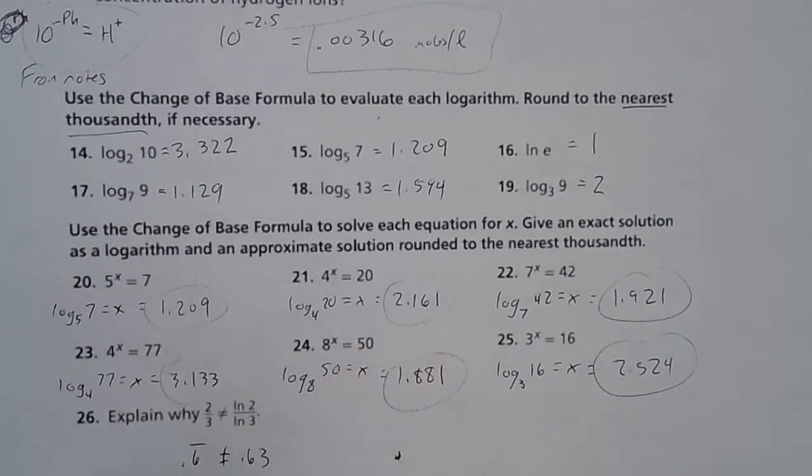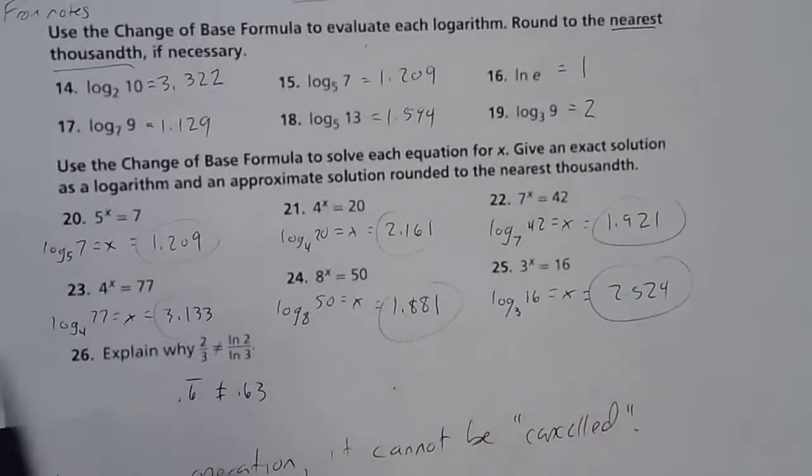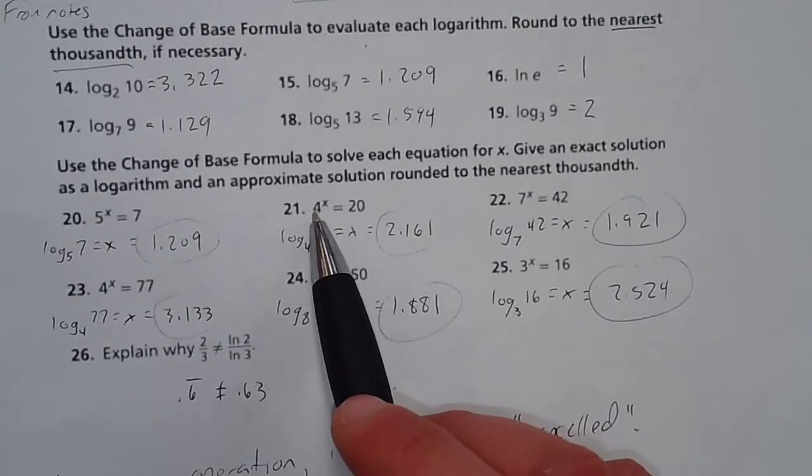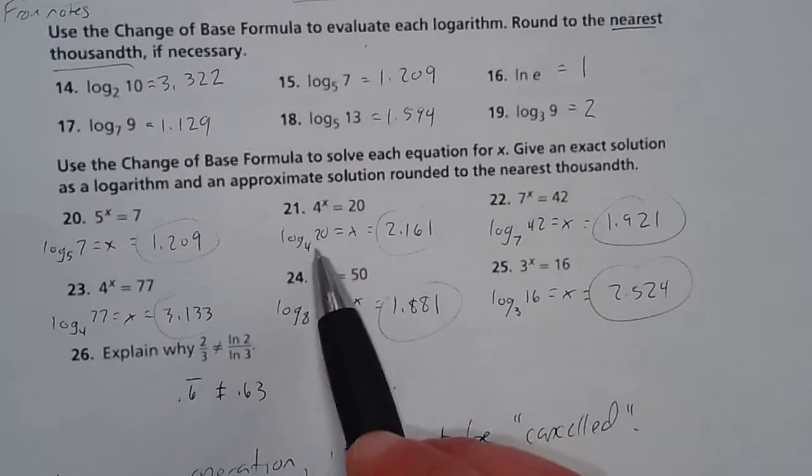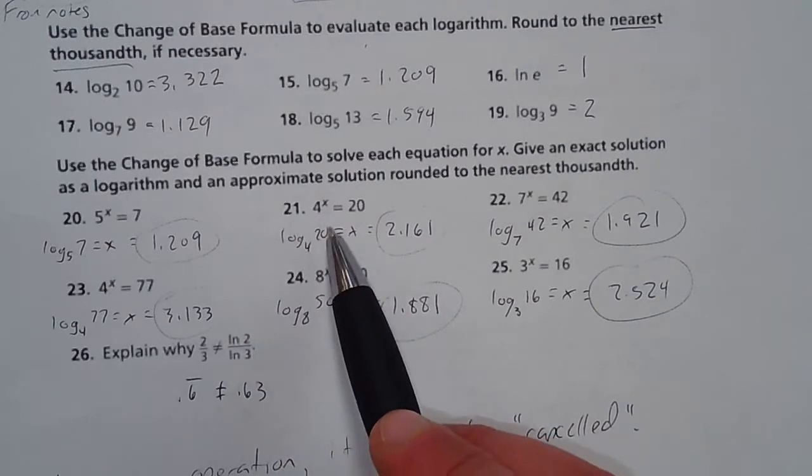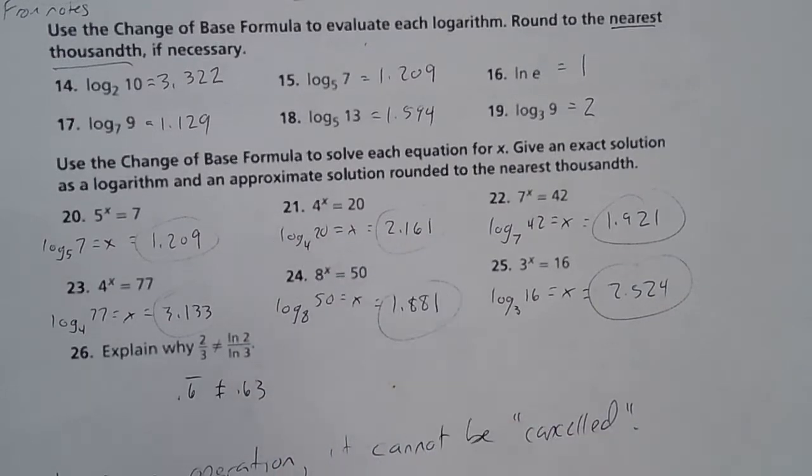Pay attention to how you're supposed to round. Be careful with that. These ones, once you rewrite it, like this is log base 4 of 20 equal to x, you can just change the base. So I did log 20 over log 4 to get that answer. Hopefully change of base is feeling pretty good for you.